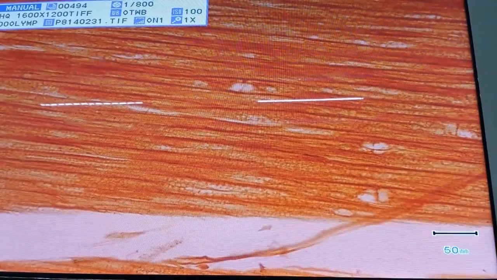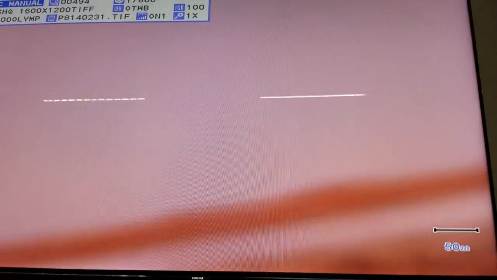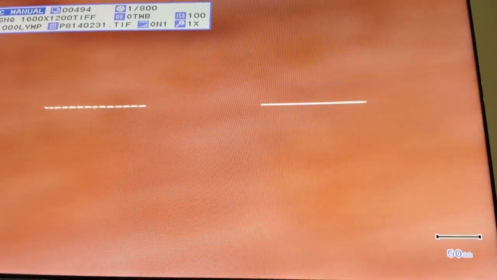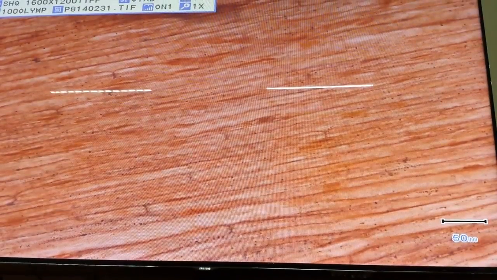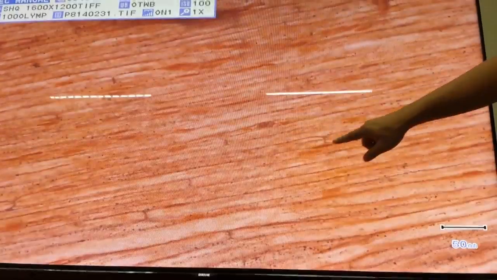Sometimes you won't be able to identify readily the nodes of Ranvier. So we can see it in some other stains. This is the silver stain. Those are the nodes of Ranvier. So myelinated: myelin sheath, axon, nodes of Ranvier. So you can see them easily in some stains.